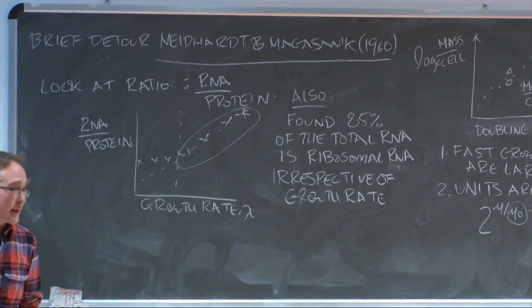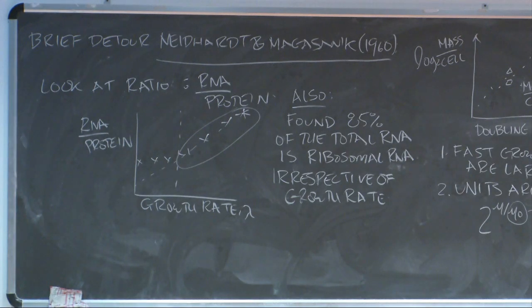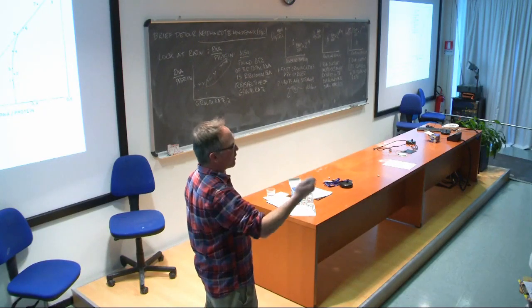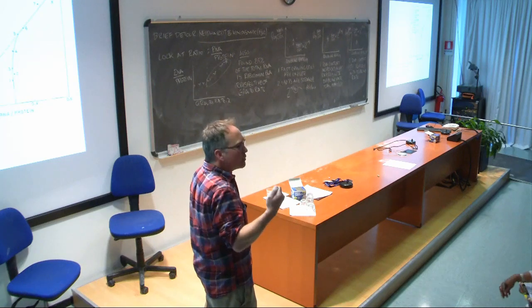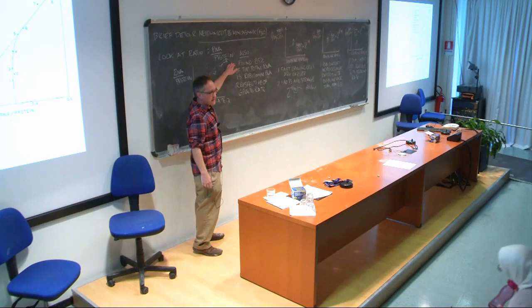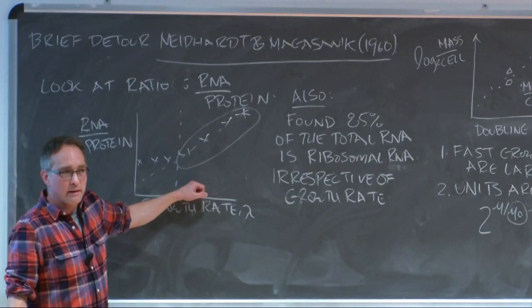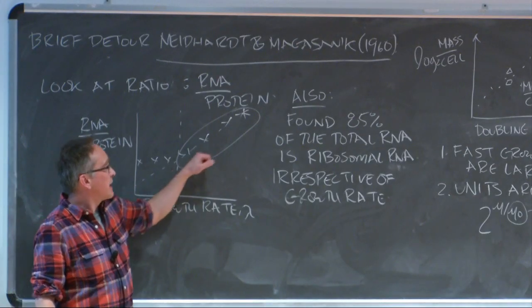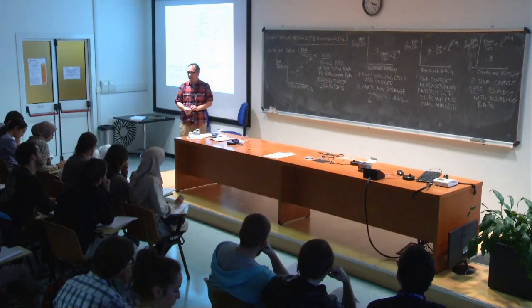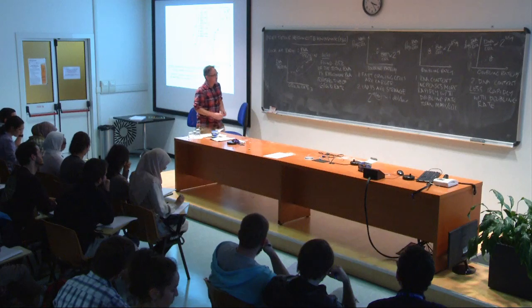What Neidhardt and Magasanik called moderate to fast growth rate. Oh, I should say also that they said this observation, that growing cells have more RNA than non-growing cells, is goofy. There's a continuum of RNA abundance. It depends on their growth rate. And so it's not that they have more, it's that they have linearly more. Is that understandable? All right, so let's look at the origin of this.